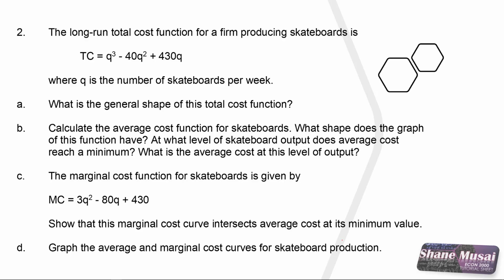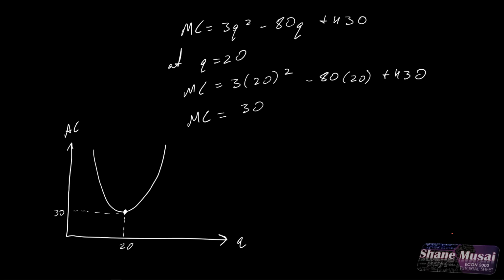Since the last part asks us to graph both the average cost curve and the marginal cost curve, we need to know one more piece of information about the marginal cost curve. Does it cut the x-axis, and if it does, at which point? We need to calculate if it is a minimum, and if it is, we need to see at which point on the x-axis it cuts.